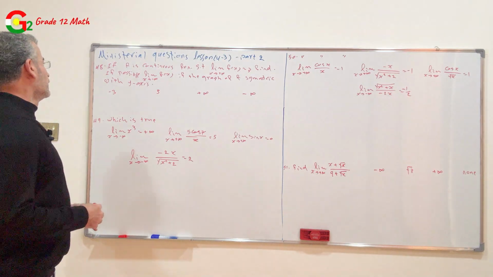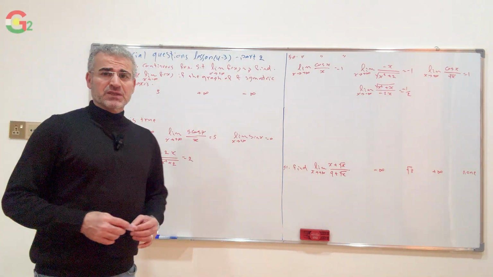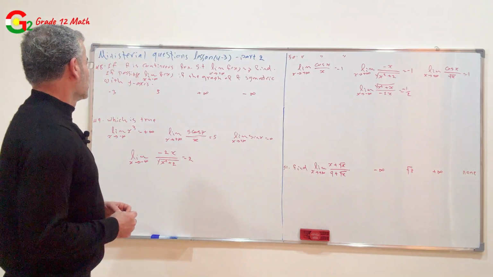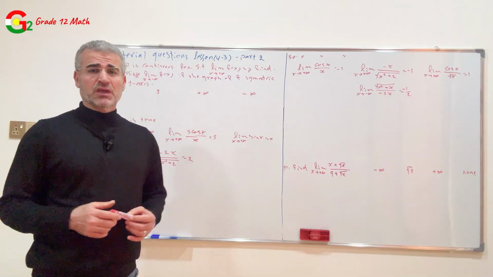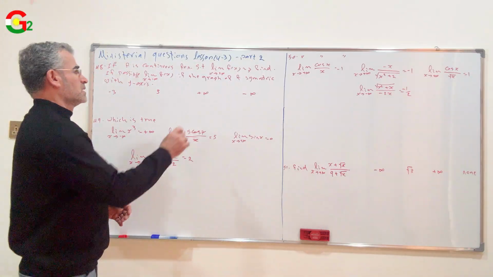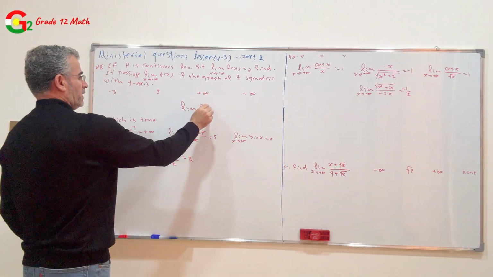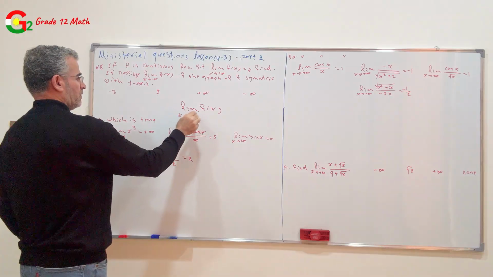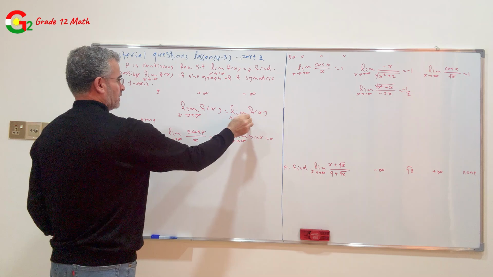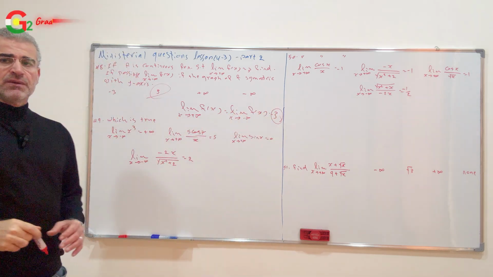Question number 48. If f is a continuous function such that the limit of f of x when x approaches positive infinity equals 3, find if possible the limit of f of x when x approaches negative infinity if the graph of the function is symmetric with the y-axis. Since the function is even, therefore the limit of f of x when x approaches positive infinity equals the limit of f of x when x approaches negative infinity, equal to 3. And the right choice is B.